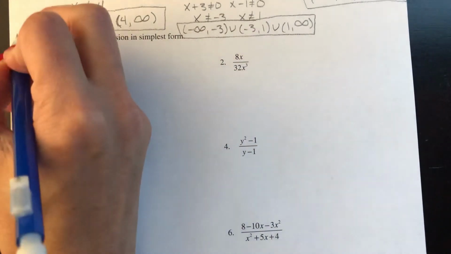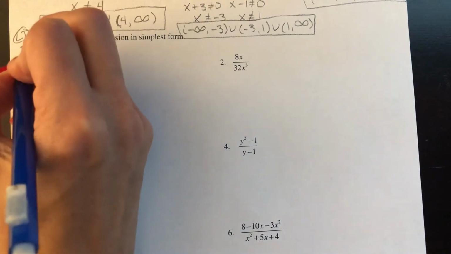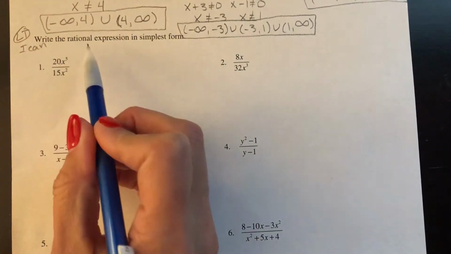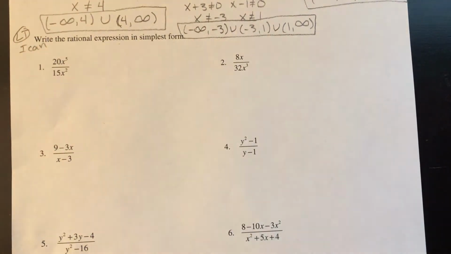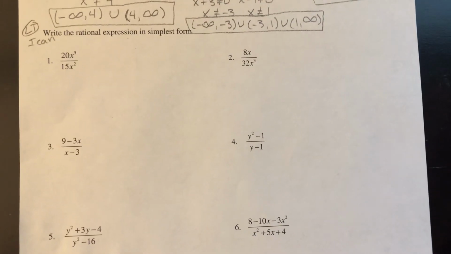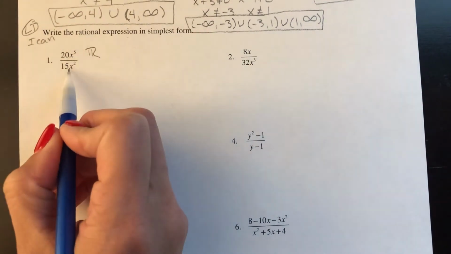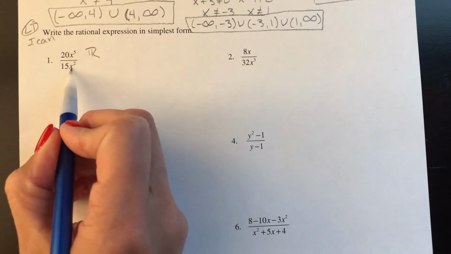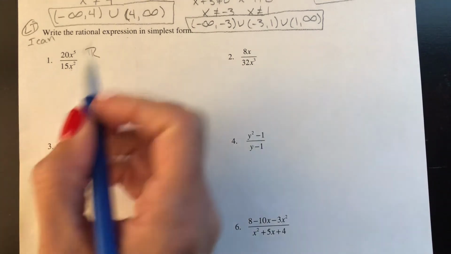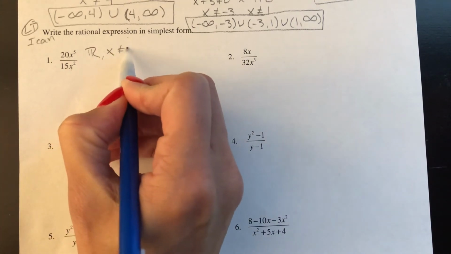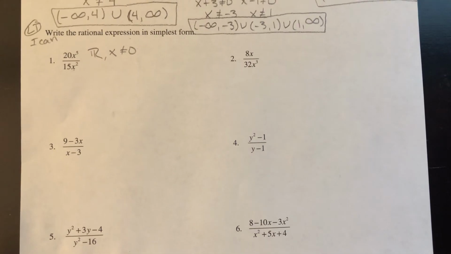So here's our next learning target. I can write the rational expression in simplest form. So we're going to simplify these. So first of all, you're going to give the domain. So the domain of number 1 is all the reals. And then if you set this denominator equal to 0, you would find that x cannot be 0. So there's my domain.